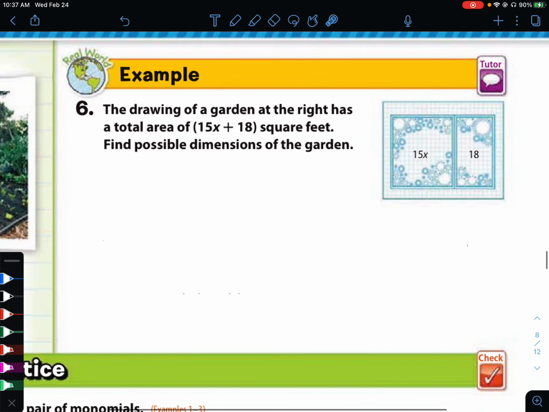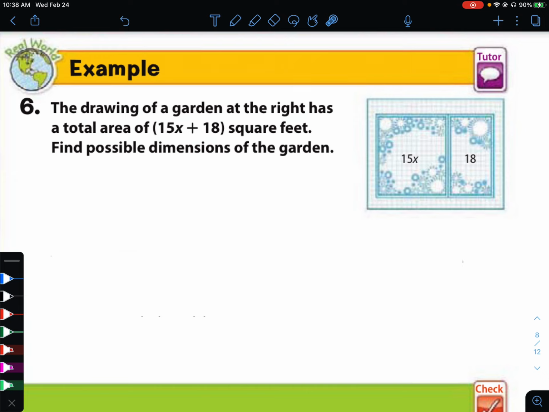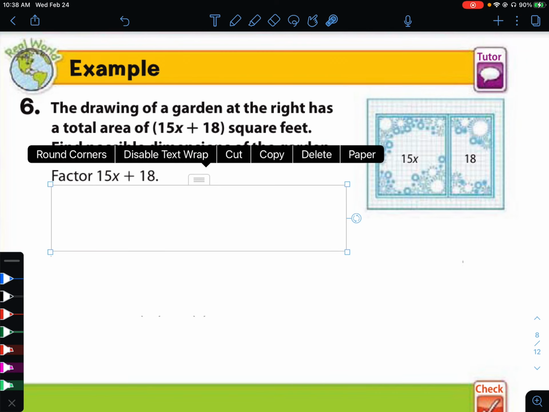Last example is always a word problem. Number 6, the drawing of a garden at the right has a total area of 15x plus 18 square feet. Find possible dimensions of the garden. Okay, so you have 15x plus 18. Now first and foremost, we want to factor 15x plus 18 because this is our garden, and that's 15x plus 18. So we need to find the greatest common factor by using the factor tree and finding the prime factors of 15 and 18.